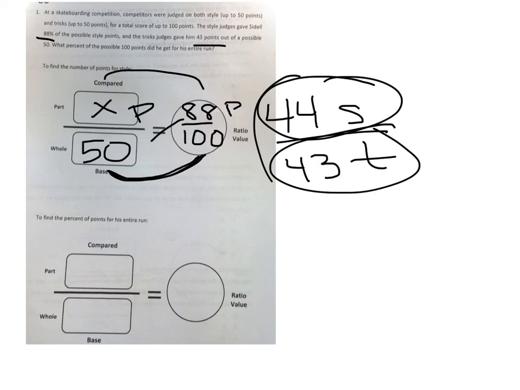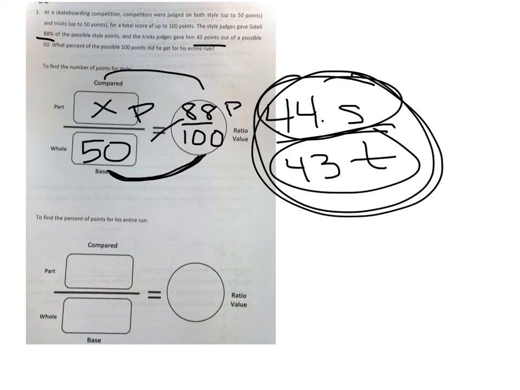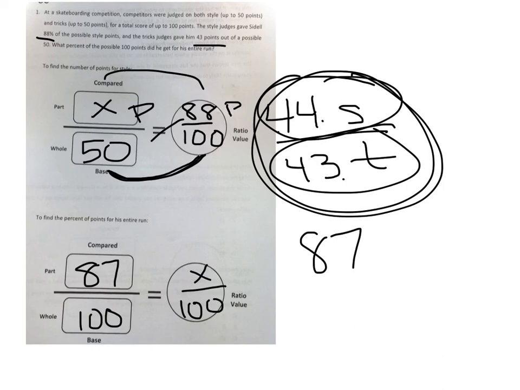Well, if we combine the style and tricks, you can see he has 4 plus 3 is 7, 4 plus 4 is 8. He has 87 points out of the total 100, which is really easy to figure out what this would be then, because percent means out of 100. So obviously, you can see the bottom is staying the same, the top would stay the same. So he's getting an 87% for his entire run.